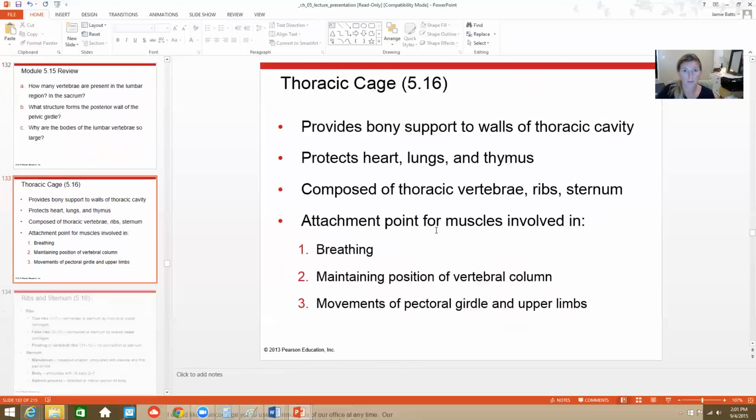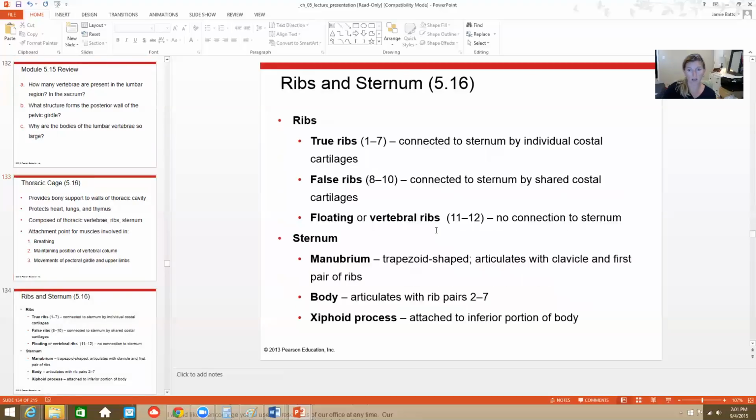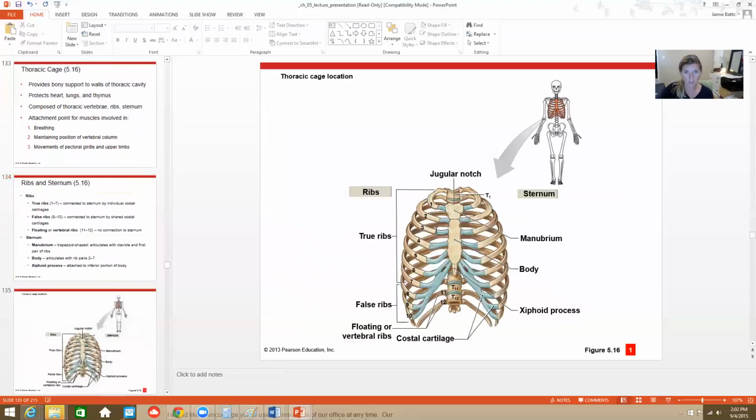but you may need to know them for your lab purposes. The thoracic cage, or our rib cage, is our bony support, right? It expands when breathing and helps to maintain our vertebral position, helps to hold our pectoral girdle into place. There are 3 different types of ribs: true ribs, false ribs, floating ribs. You should know the difference between those. And our sternum is where some of those attach.